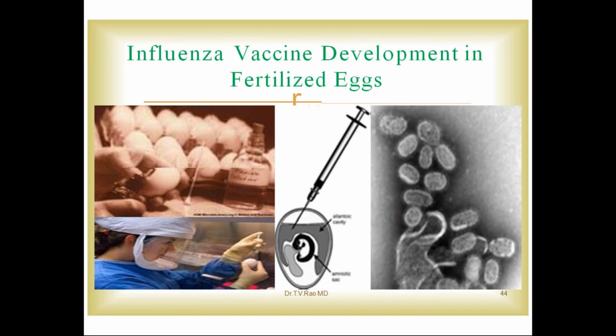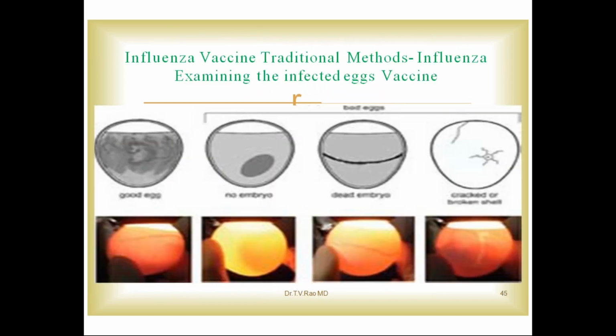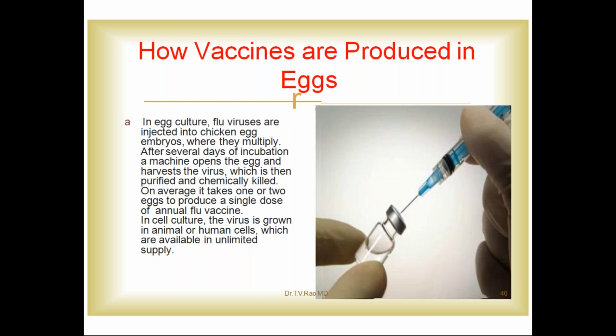Influenza vaccine development in the fertilized egg. Influenza vaccine traditional methods. How vaccines are produced in eggs. In egg culture, flu viruses are injected into chicken egg embryos where they multiply. After several days of incubation, a machine opens the egg and harvests the virus, which is then purified and chemically killed. On average, it takes 1 or 2 eggs to produce a single dose of flu vaccine.